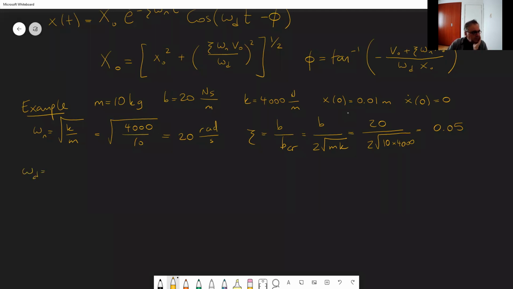And the frequency of damped oscillations is omega n root 1 minus zeta squared, which won't be very different from the natural frequency because the damping is low: 20 times root of 1 minus 0.05 squared, which is 19.97 per second. You see that they are very close.